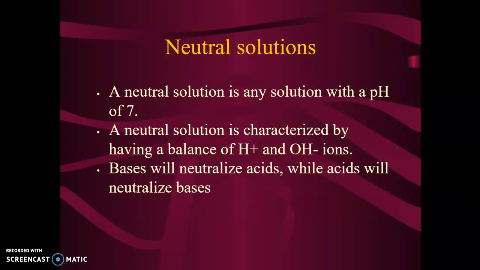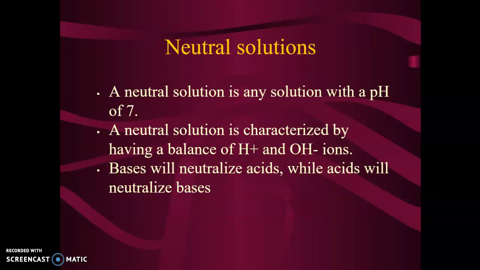So, I know I was talking about neutral solution. So what is a neutral solution? A neutral solution is a solution with a pH of 7. It means that it's right in the middle of acid and base. It's not leaning one way or the other. It is 7. A neutral solution is characterized as having a balance of H plus and OH minus. Not that it doesn't have these ions, but that it has the same amount of each of them present in solution.